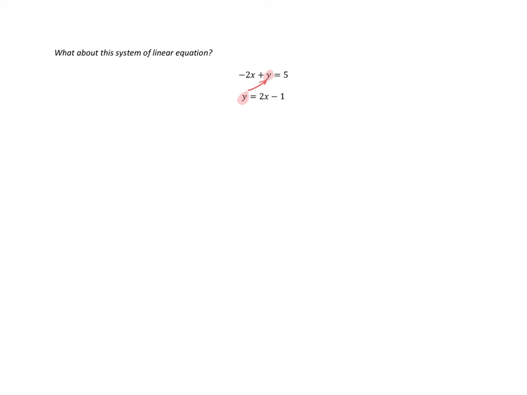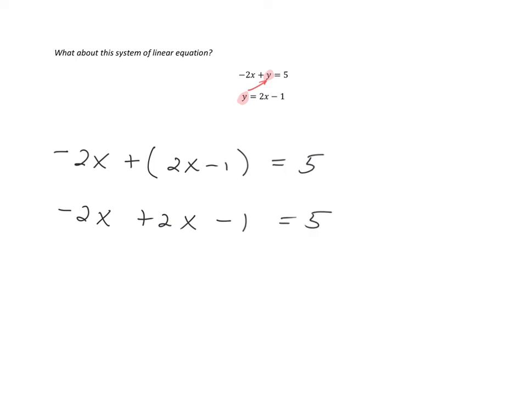When we do that, this is the equation that we get. Negative 2x plus, okay, it's y, which is really 2x minus 1, and that's equal to 5. So this is now just 2x minus 1, and I don't even need the parentheses. So this is negative 2x plus 2x minus 1 is 5. Okay, combine like terms on the left. Negative 2x and positive 2x is 0x. I'm not even going to write the 0x. So I'm just going to put negative 1 is equal to 5.